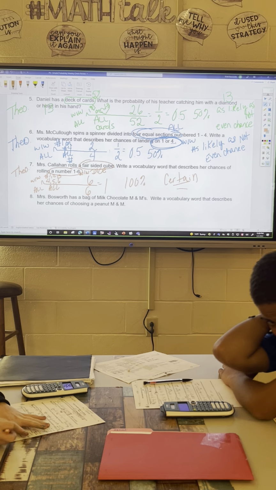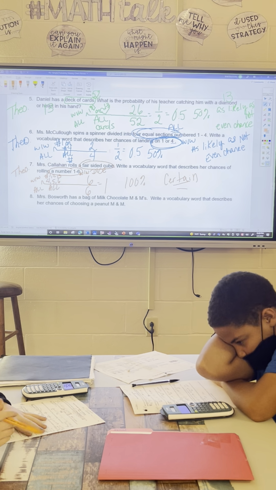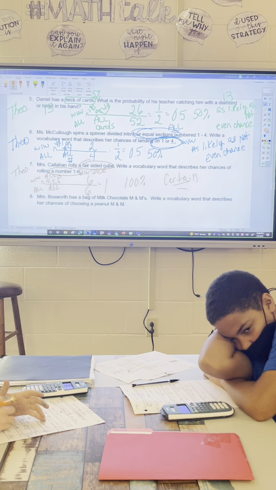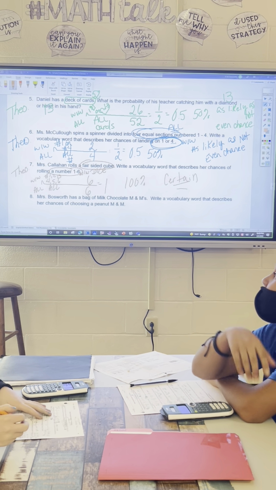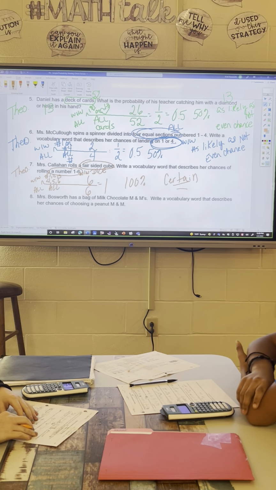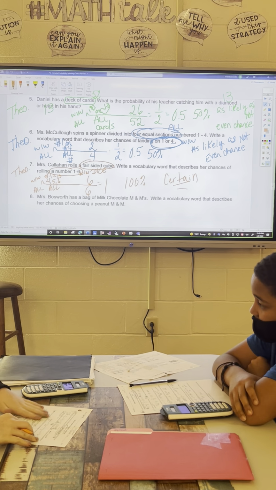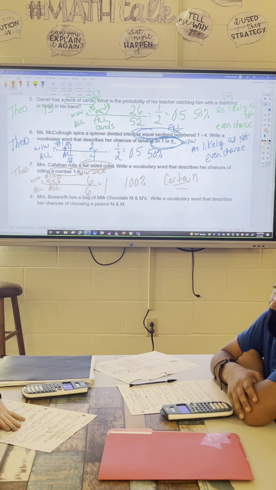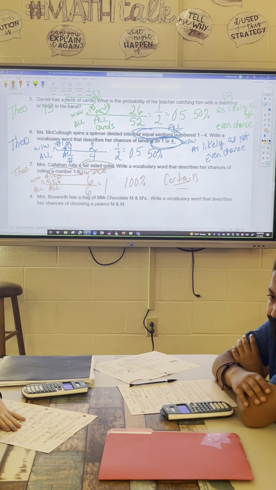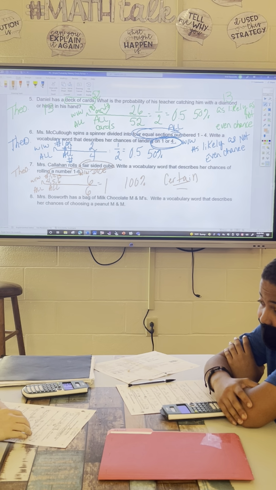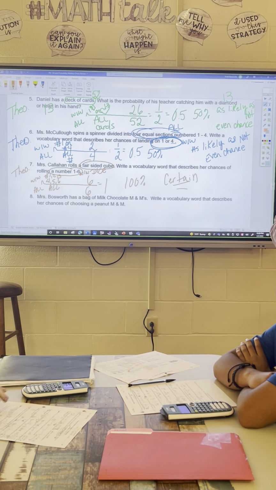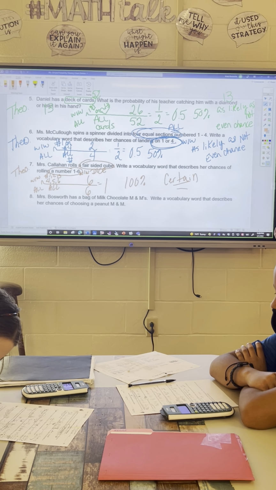All right? What is the probability of me rolling a 7? None, because there isn't one on there. 0. That's impossible. Okay? That question's on there somewhere too. I don't know if it's on the mastery check or somewhere else, but it's impossible to roll a 7. Isn't it?